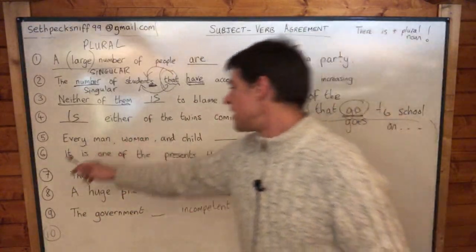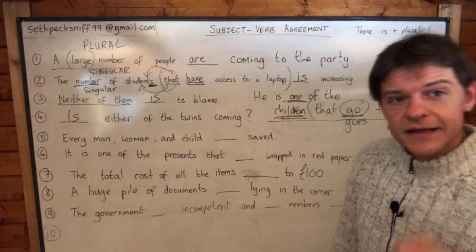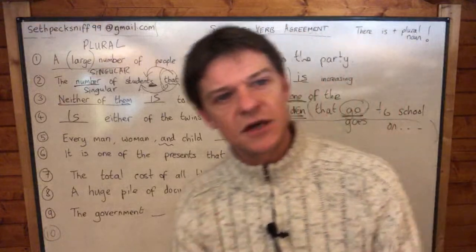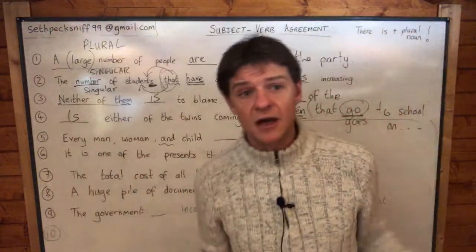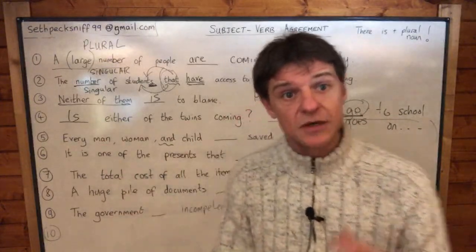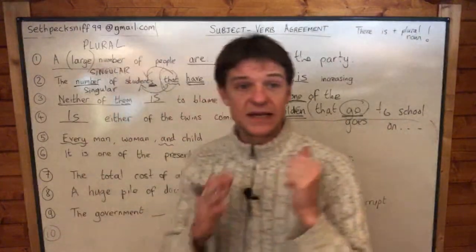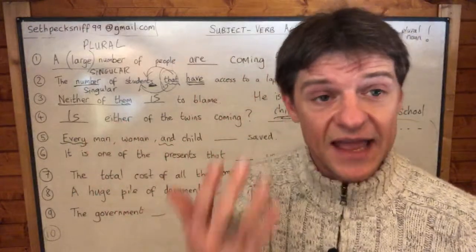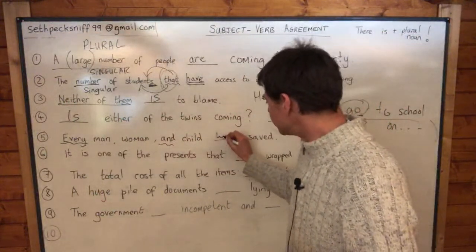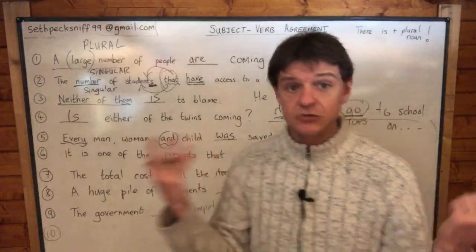Okay? Number 5, every man, woman and child. Now this is tricky. It's tricky for a couple of reasons. It's the "and" that causes problems here, because most of the time when you see an "and," it's plural. I tell students X and Y is plural, but this is one exception. When you say every, it's singular. Every is the important one here. When you say every man, you say everyone is, every man is, every man, woman and child was saved. Yeah, singular here. Singular, even though we've got an "and" usually means plural.